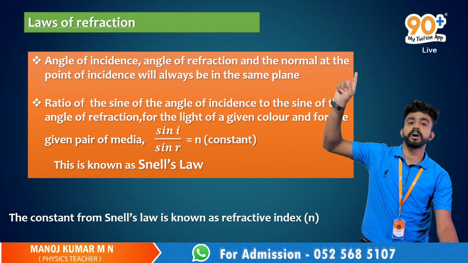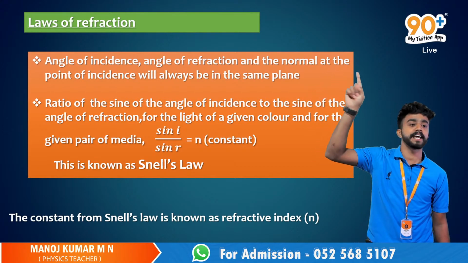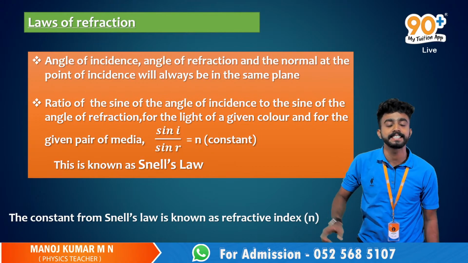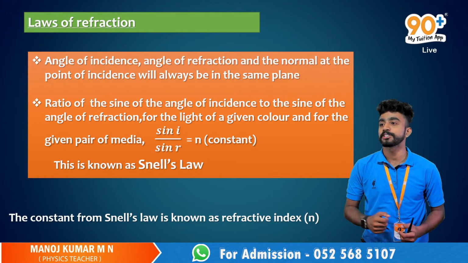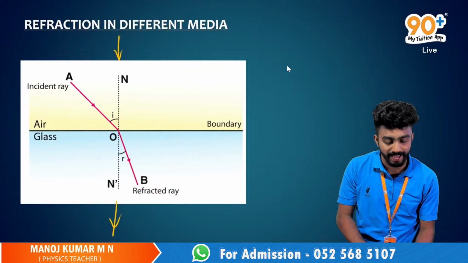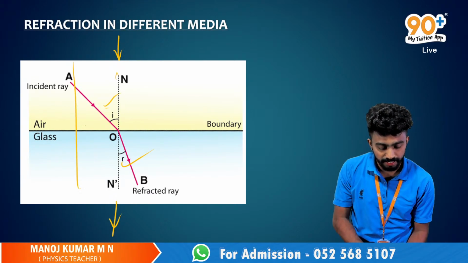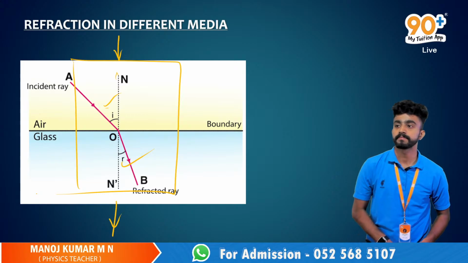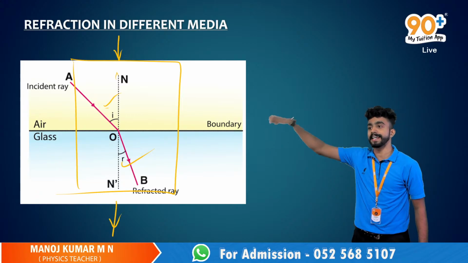Yeah. The only law you have to remember is that the angle of incidence, angle of refraction, and the normal at the point of incidence will always be in the same plane. If you are considering a plane, the incident angle, the refracted angle, and the normal all lie in the same plane itself. It will not be deviated to a different plane.